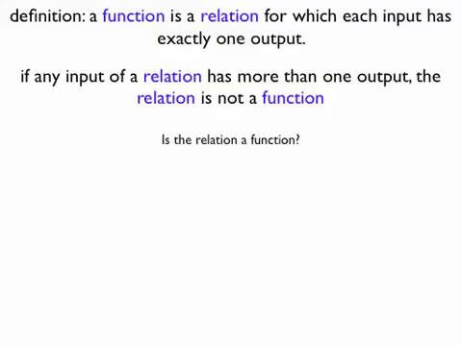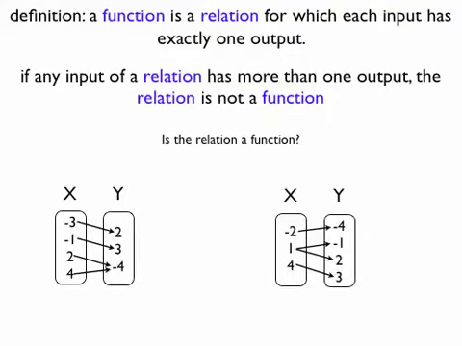So I'm going to put two mappings up here. You need to decide which is a function and which is not a function. Remember, if an x value has more than one y value, it is not a function. So look on the left-hand side. -3 only goes to 2. -1 only goes to 3. 2 only goes to -4. And 4 only goes to -4.